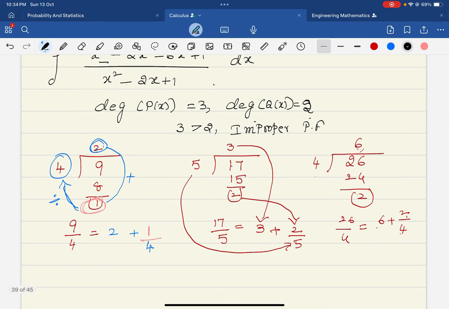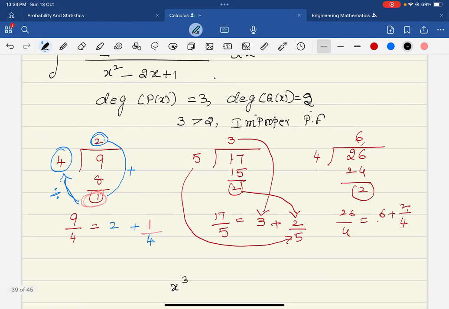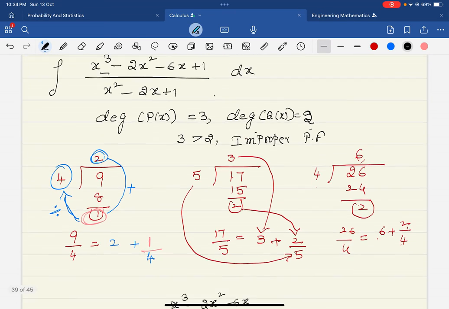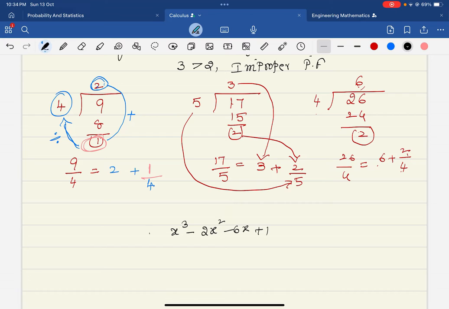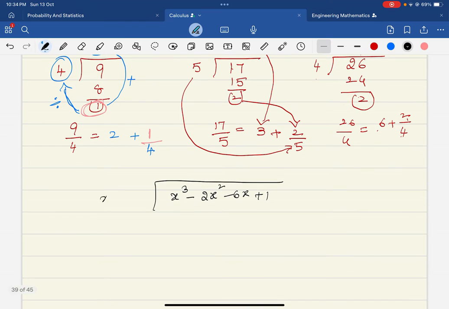Now let us come to our problem. What is that? x cube minus 2x square minus 6x plus 1. We are going to divide it with x square minus 2x plus 1. So now let us see the division.